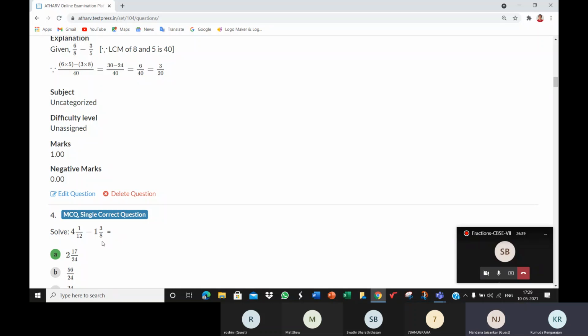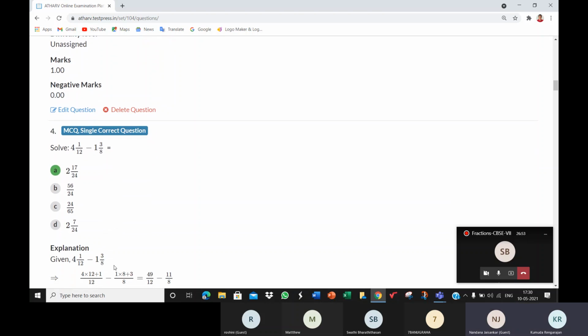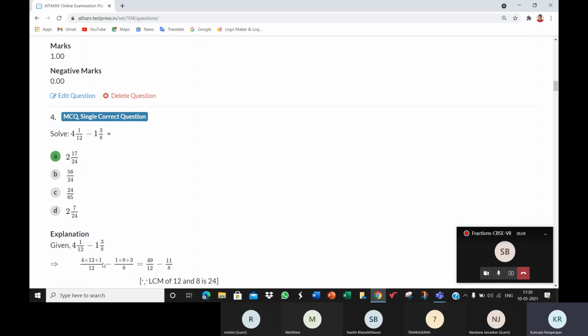But somebody said no, that is the first step. They're all mixed fractions. So you need to first convert them to improper fractions. That is the first step. 4 1 by 12, correct. We have to take the LCM. That's the next step. The first step is to convert them. See, that conversion step is shown here.